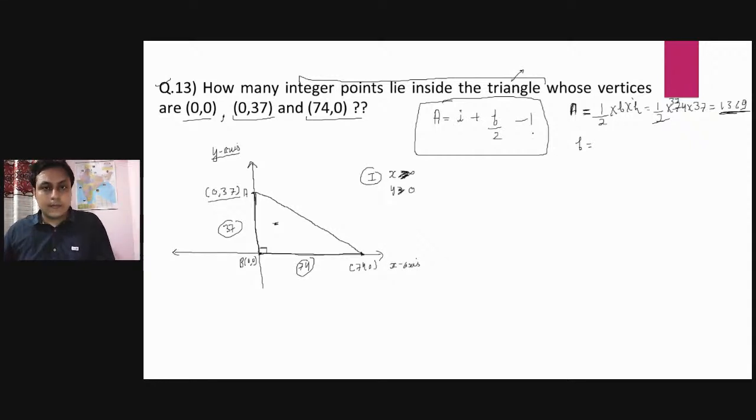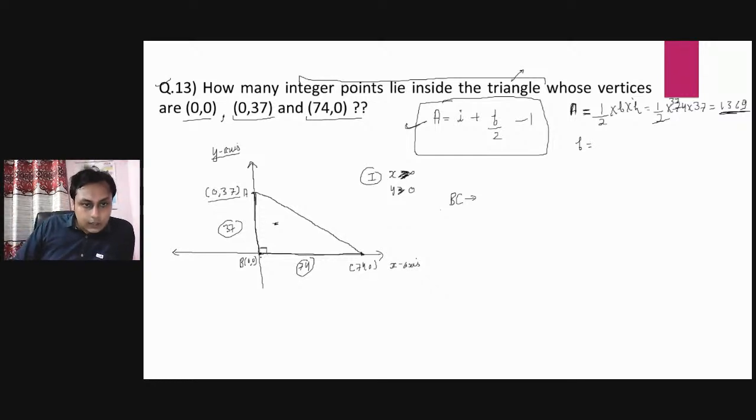Now you have to find the value of I. So we will use this formula. A has been found. Now the next target is to find the value of B, the integer points on the boundary of the polygon. First take this side BC. Tell me the number of integer points on this side BC of the triangle.